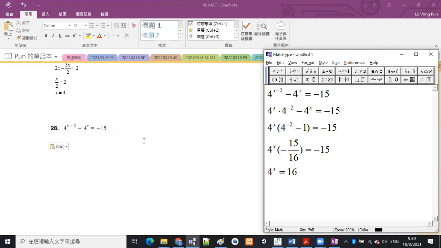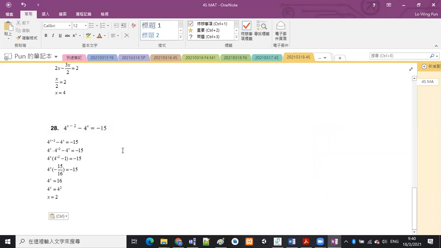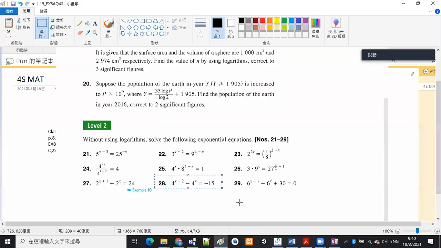Okay, but 16 can be written as 4 squared. So now we can express both sides as a power of 4. Therefore, we can delete the base number 4 and just write down the index x equals 2. That is the answer for x. All right. Then 29.